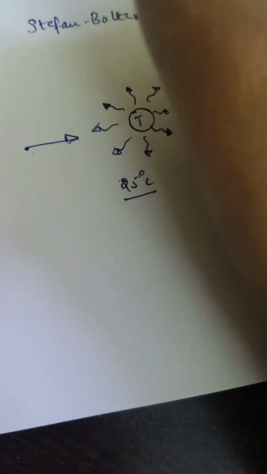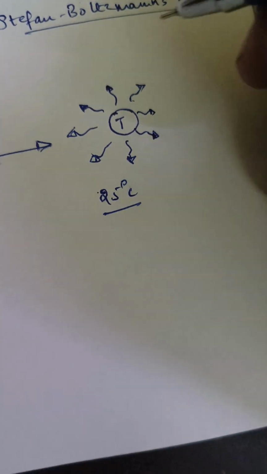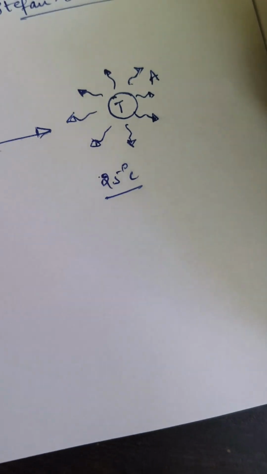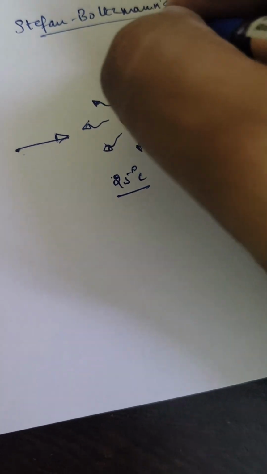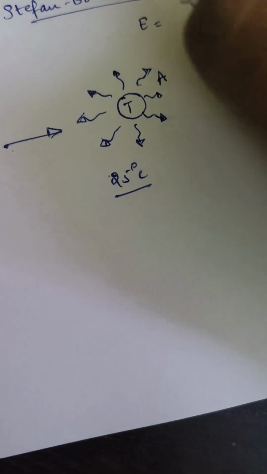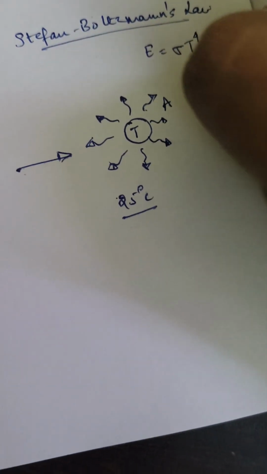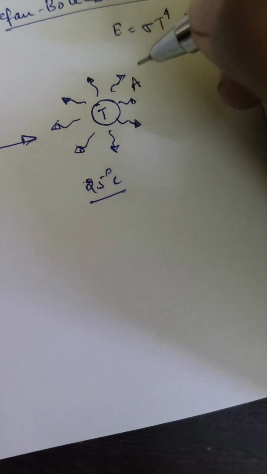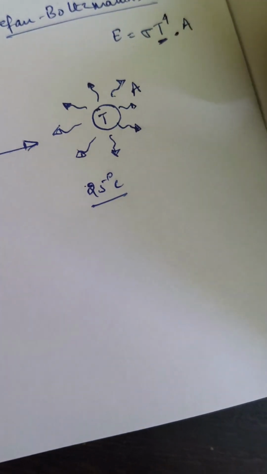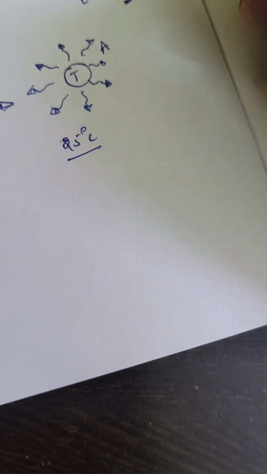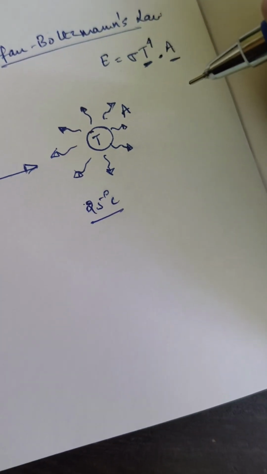Stefan-Boltzmann law. What that tells us is that if there is any hot object with some temperature T and some surface area A, then the energy per unit time that it radiates, I'll just call it energy, is going to be equal to some constant sigma times the temperature raised to the power 4 times the area. So the amount of energy that it's going to give out will depend on the temperature it has. If it's hotter, it's going to give out more energy, and also if it has more surface area, it's also going to give out more energy.